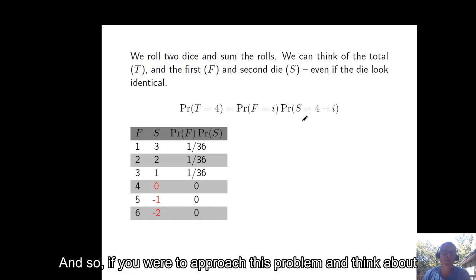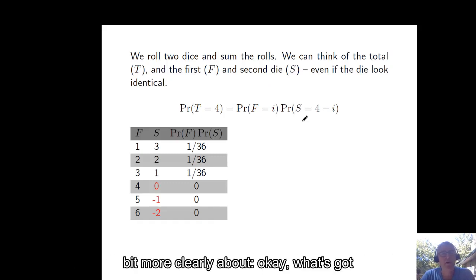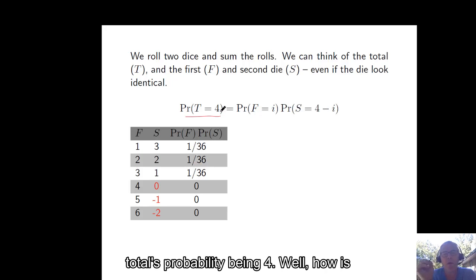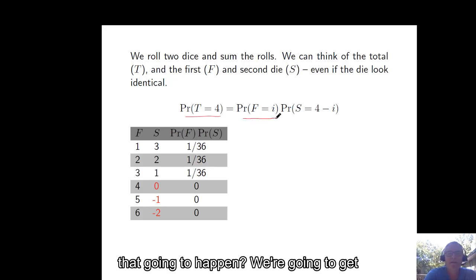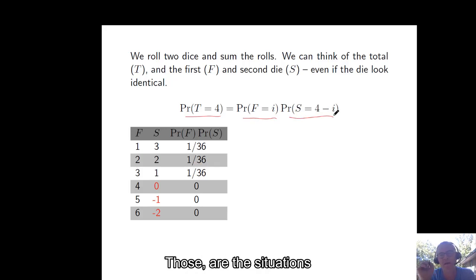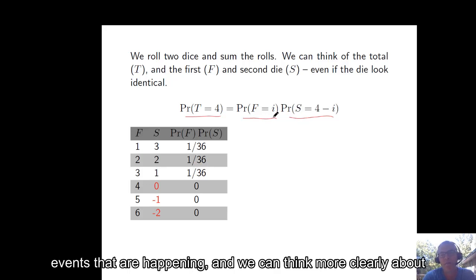And so if you were to approach this problem and think about it a little bit more clearly, okay, what's got to happen in order for the event that we're talking about? We were asked about the total being 4. Well, how is that going to happen? We're going to get some roll of i on the first roll, and then the second roll has got to be 4 minus i. Those are the situations that would give us a 4 as the sum, right? And so thinking about it in this way is clearer because we're getting down to the core events that are happening, and we can think more clearly about those events.